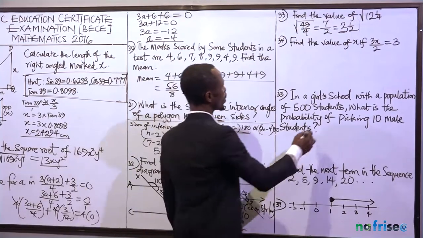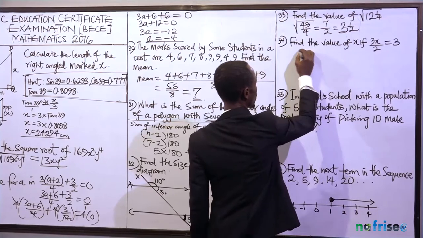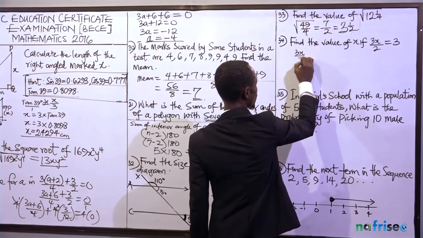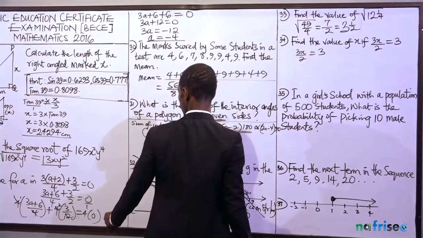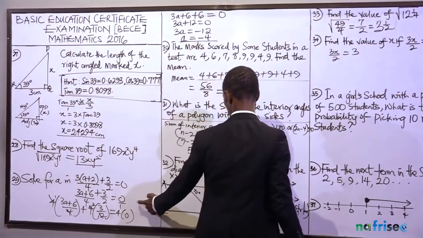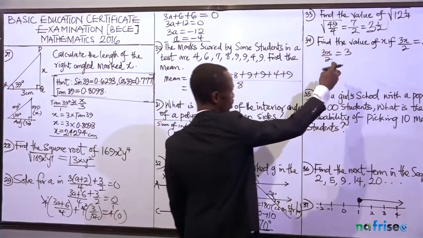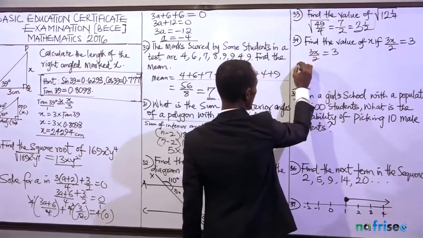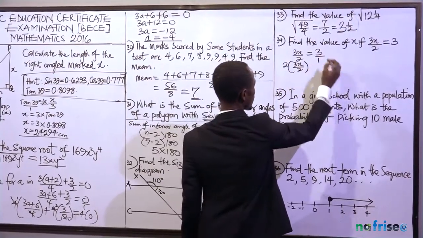Then for 34, you have this. 3x over 2 equals 3, equals what? 3x over 2 equals 3. As I said to you, in these equations with fractions, I know you want to quickly multiply this. Just get used to the idea of using the LCM to multiply through. I'll multiply here by the LCM because there's an invisible 1 here.